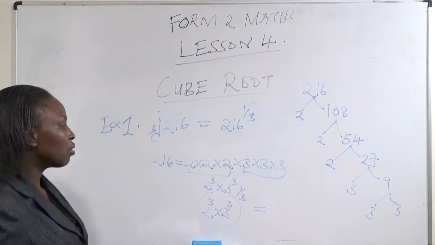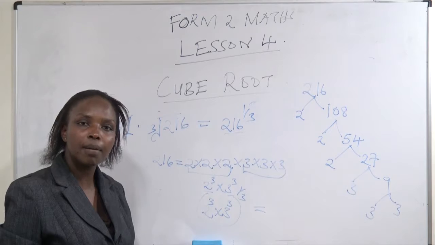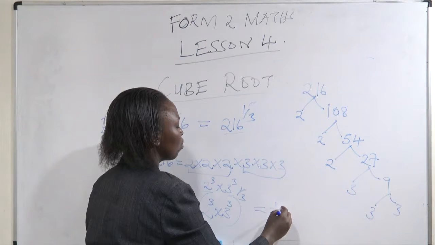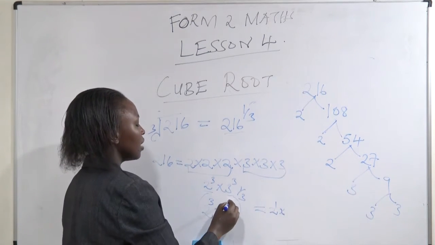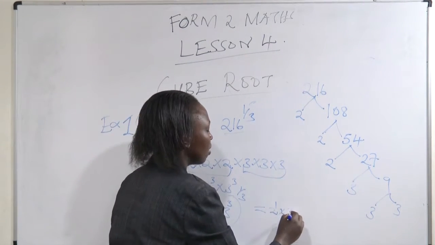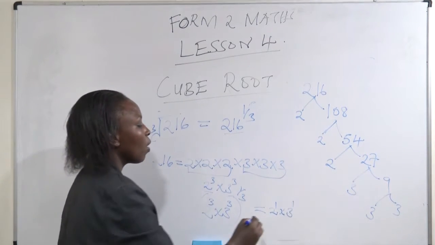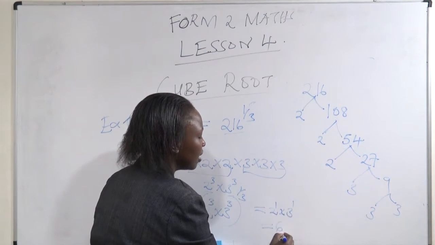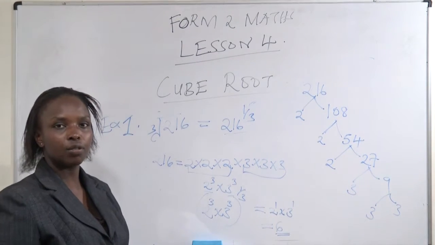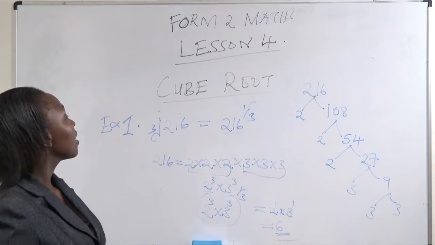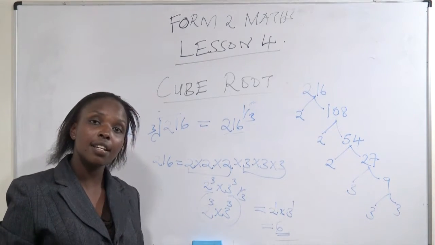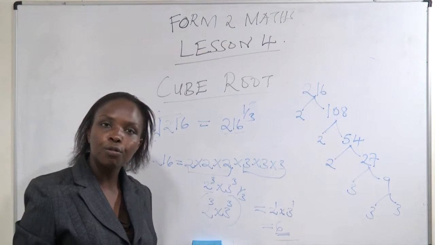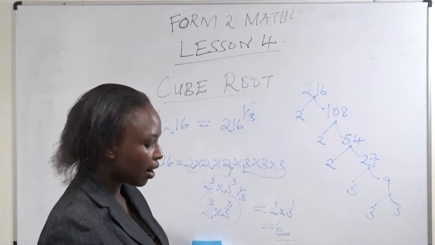So we do what we know best. We multiply out the powers. If you take a third times 3, you get 1. So that is 2 to the power 1 times 3 times a third, you still get 1. So this one becomes 3 to the power 1. And this one is definitely 2 times 3, and you get the answer 6. 2 times 3 is 6. So that means the cube root of 216 is 6. And that is how we use the factor method to look for the cube root of numbers.